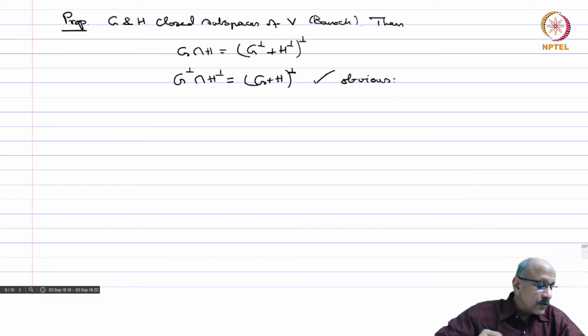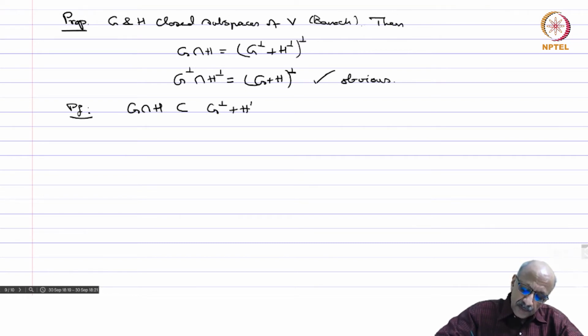So now let us prove the first one. Proof. We already have that G intersection H is contained in (G perp plus H perp) perp. Why? Because if you have something in G intersection H, then it is killed by everything in G perp, it is killed by everything in H perp, so it is killed by everything in G perp plus H perp, that is, it belongs to (G perp plus H perp) perp.